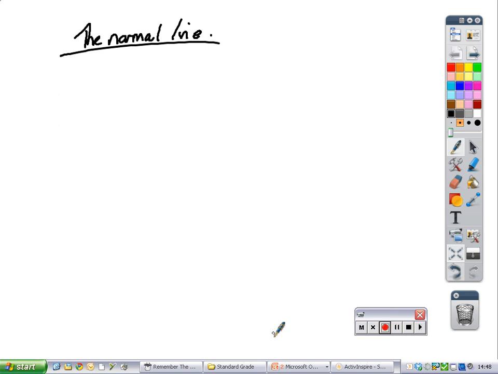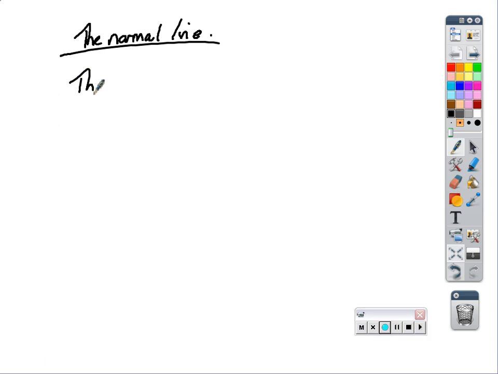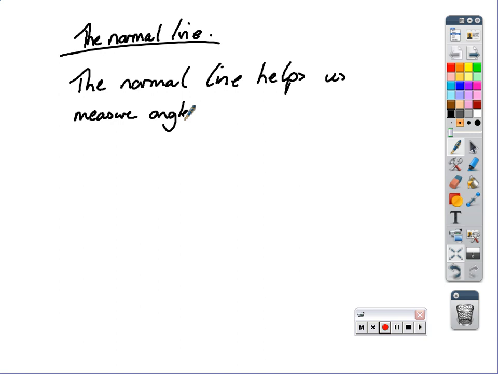Okay, so the normal line allows us to talk about the rays of light going in and out. The normal line helps us measure angles when looking at the properties of light. So what does the normal line do? The normal line helps us measure angles when looking at the properties of light.